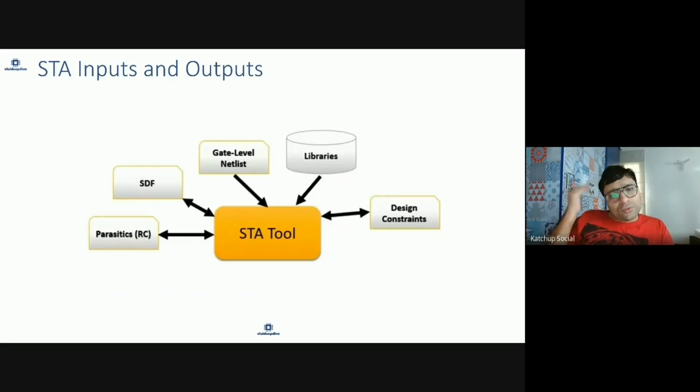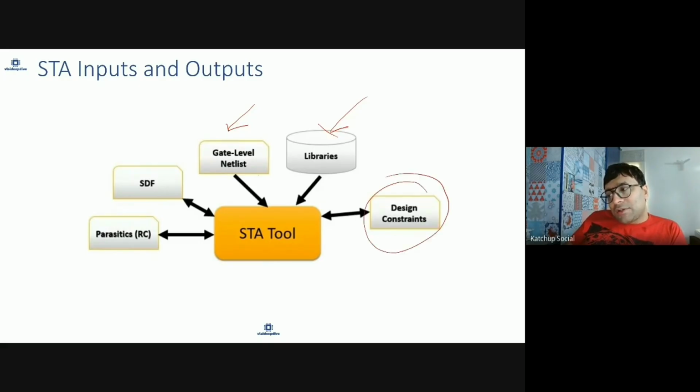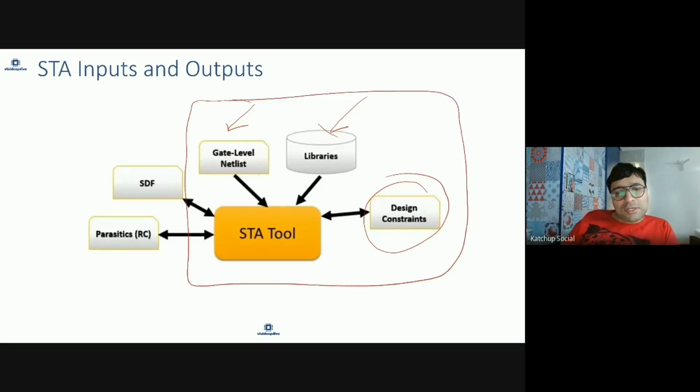So what are the inputs to the STA tool? It will take your gate level netlist, which is created after synthesis, and libraries. So when you're doing it at this level, you will have the gate level netlist, the library, and design constraints, which are timing. What is the frequency of the clock? Like it needs to run at 1 gigahertz. This is what you will give as an input for a post-synthesis STA.